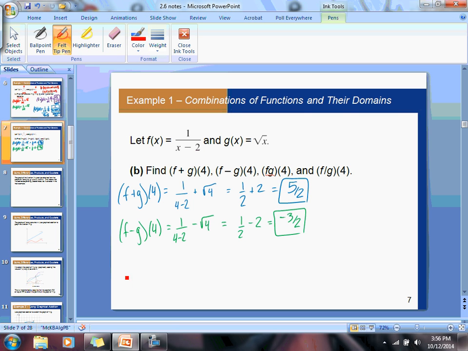For my multiplication function, f times g of 4, I have 1 over 4 minus 2 times the square root of 4. That square root of 4 is going to be in the numerator. So you could think of it as 1/2 times 2, or 2 over 2, which is just 1.